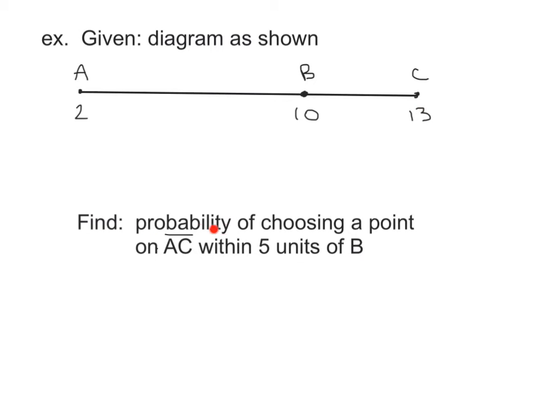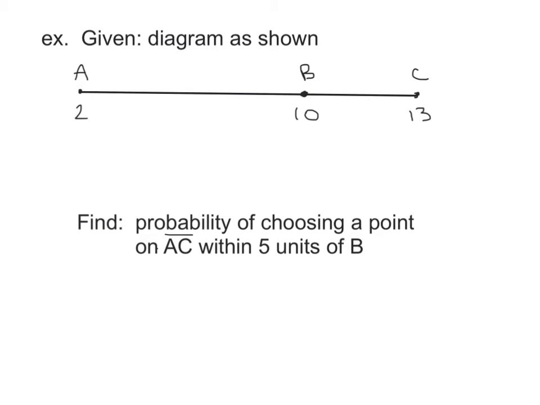I'm asking you to find the probability of choosing a point on AC, so only starting there, ending there; nothing over here or over here is relevant. So choosing a point on segment AC that's within 5 units of B. At first this question looks very easy, but there are actually quite a few levels to it. First, I'm going to figure out what's within 5 units of B. Within 5 units of B means I can go to the left and to the right of point B.